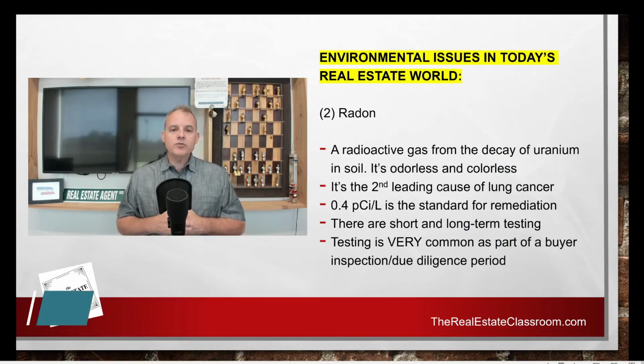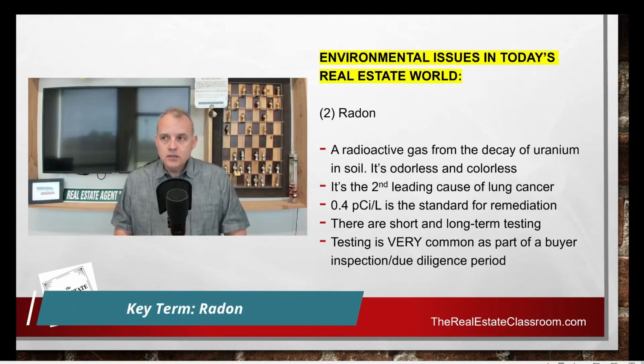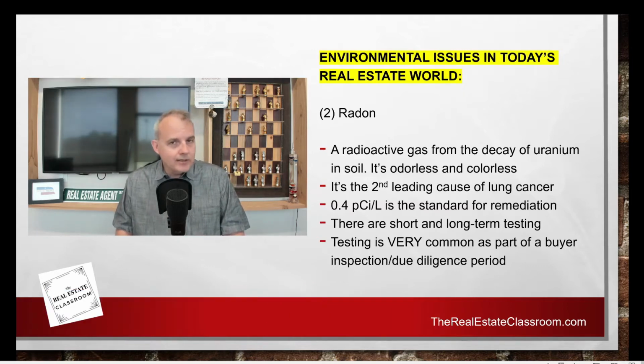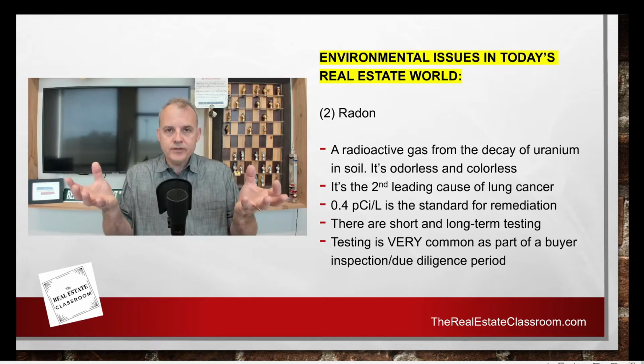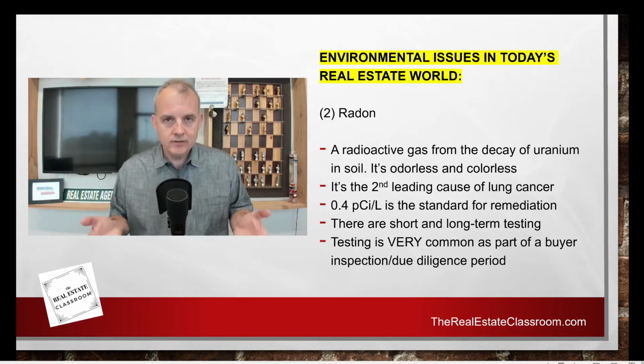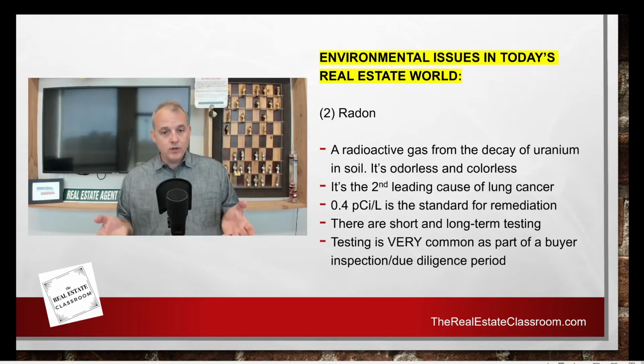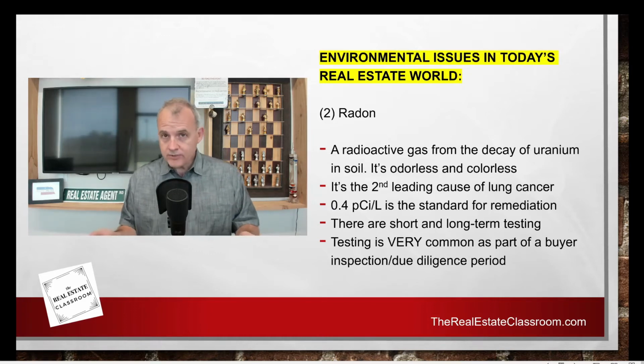The next one is radon. Now, radon's kind of a big deal for a lot of reasons. It's a big deal in certain parts of the country and not so big a deal in other parts of the country. Radon is a radioactive gas that results from the natural decay of uranium that's found in the soil. And as that uranium decays, it generates that radon gas. That radon gas filters to the surface, and then it ends up in homes, in particular homes that have basements, although slab homes can also have high levels of radon.